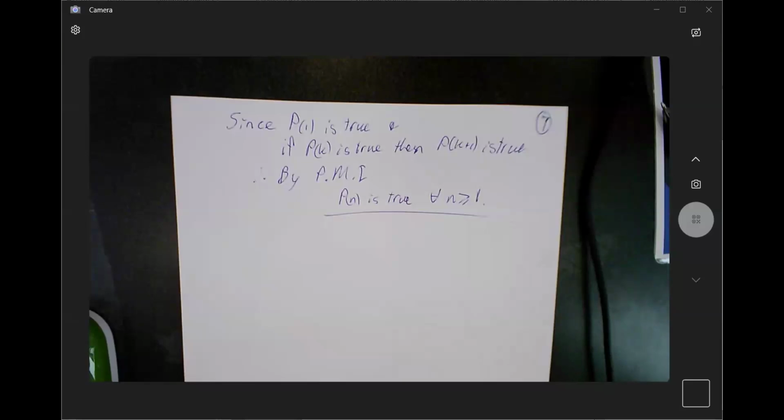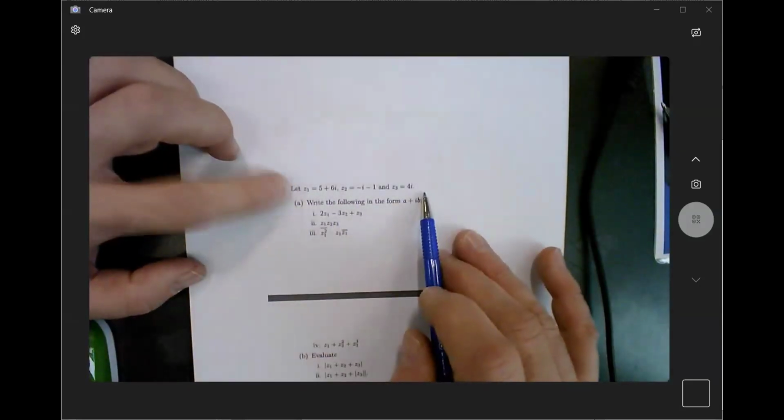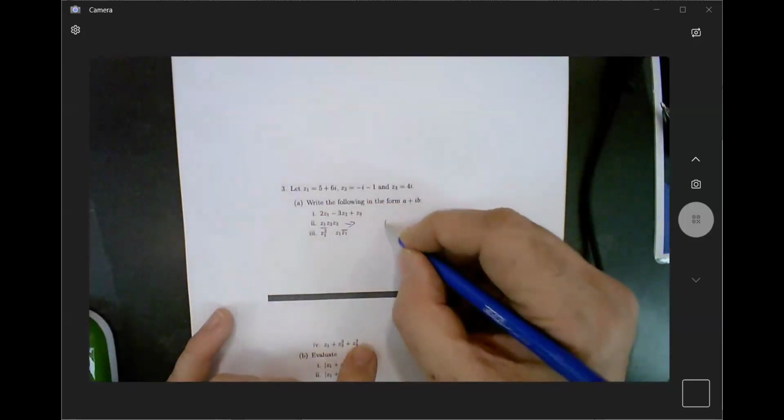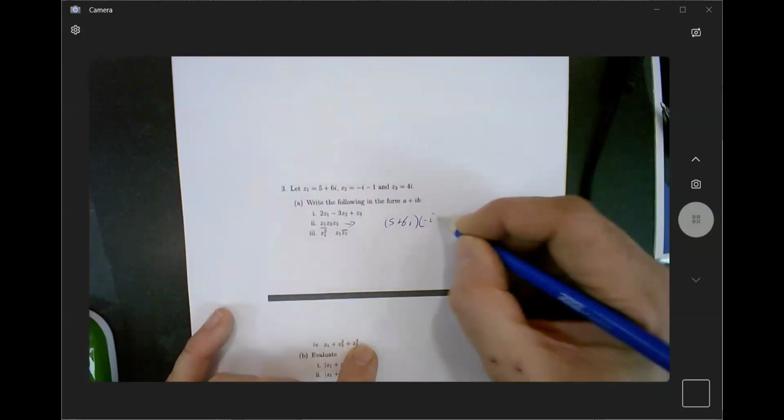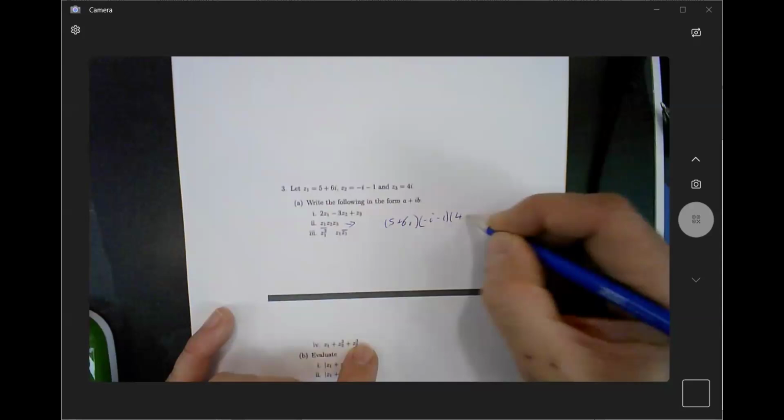So what's actually happened with this? So these are some questions someone sent through, and it sort of said, hey, Z1 is this, Z2 is this, Z3 is this. Write the following in the form a plus bi. All right. So when I see that, we're remembering that complex numbers are like vectors. So when I'm just adding them, nice and easy. So I'm not going to worry about that. When I see something like this, all right, well, it's going to be like 5 plus 6i by minus i minus 1 by 4i.